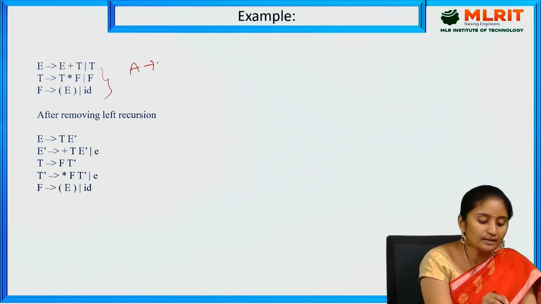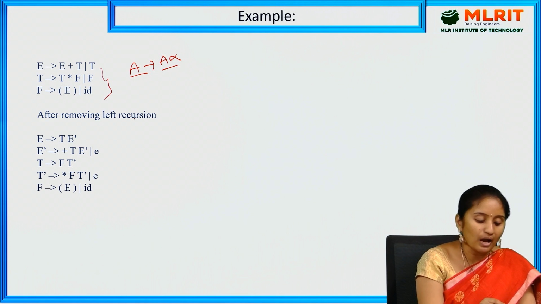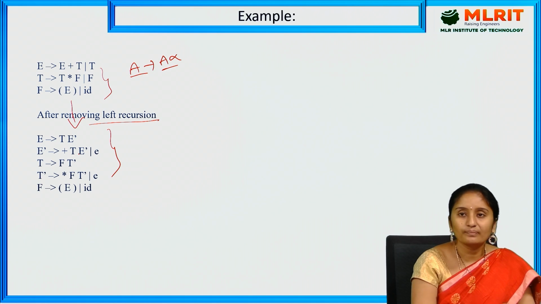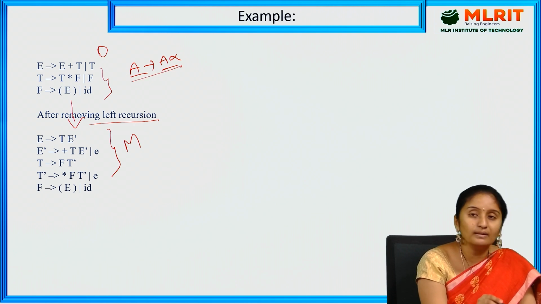See here, A tends to A alpha, nothing but it is having a left recursion. We are going to overcome this left recursion. After removing the left recursion, I am going to get this grammar. This is my original grammar, and this is the modified grammar. Here, in the given grammar, I am having the left recursion. I am going to eliminate the left recursion.